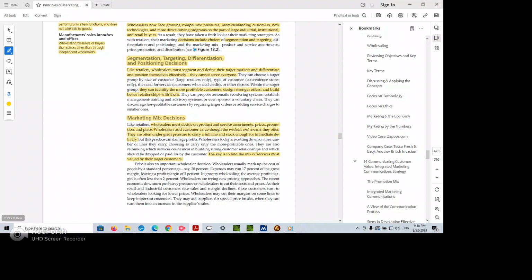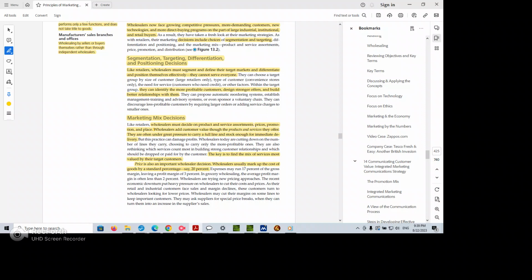Obviously, price is your most important wholesaler decision because price is the bottom line. Wholesalers usually mark up the price of the goods by a standard percentage, let's say 20%. I'm saying at least 15. 15 is a very standard markup percentage, and in business itself, not just in wholesaling and retailing. In business itself, 15% is like a standard number. Now, it could be other numbers. It could be 17, 20, 25, 30, whatever it is. It normally is 15% or more.